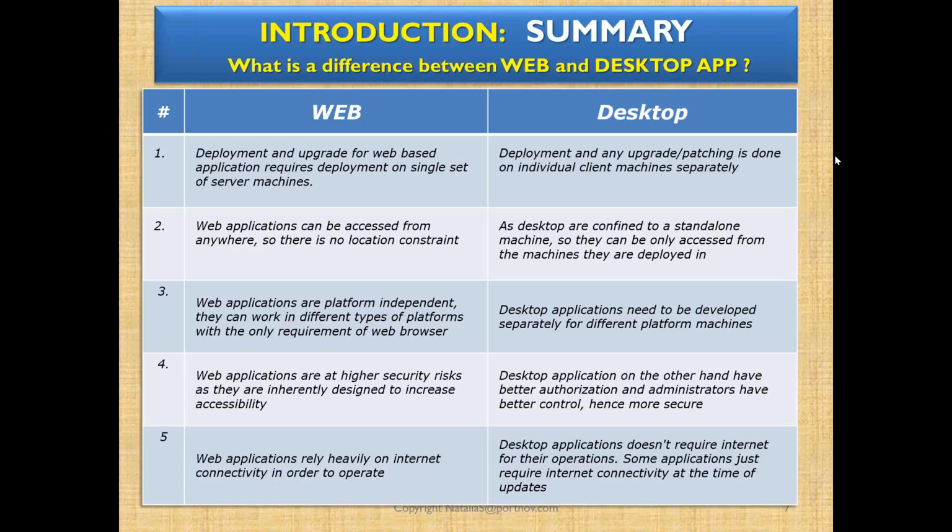And it is always about security. Security is always a big issue for mobile and web applications, because they are more vulnerable to security risks compared to the desktop. Another thing is that web applications rely heavily on internet connectivity. Otherwise, you would not be able to access it. But desktop applications do not really require an internet connection to operate properly.